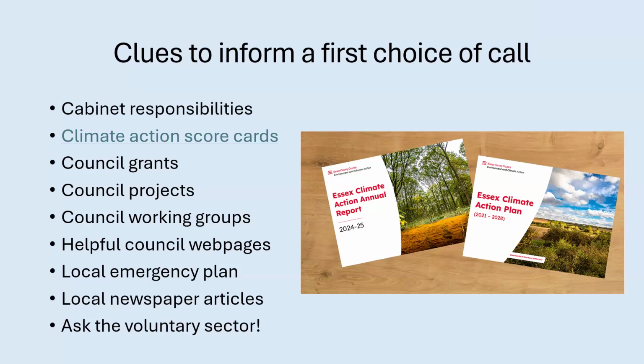But there's other things. Does the council offer grants on particular topics? What about projects they're running? Do they have helpful web pages? What about a local emergency plan? You may find something in a local newspaper article, funnily enough, which says such an officer, such a council might be a good person to get in touch with. If we can't find it very readily, maybe other people in the voluntary sector, other organisations, community organisations may be able to guide us as to how to get in touch.